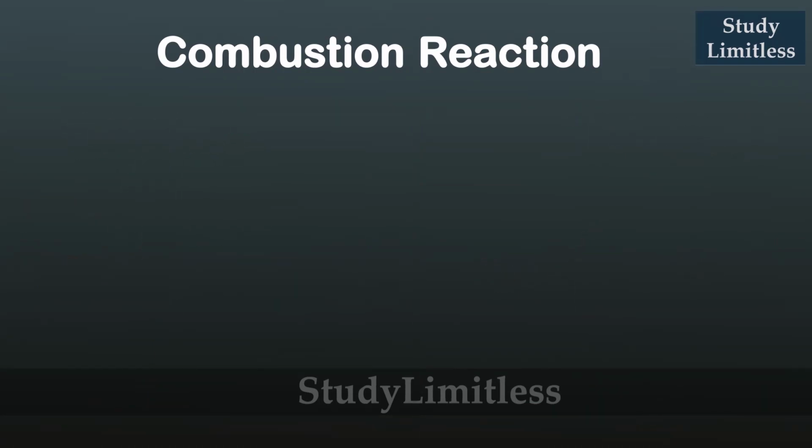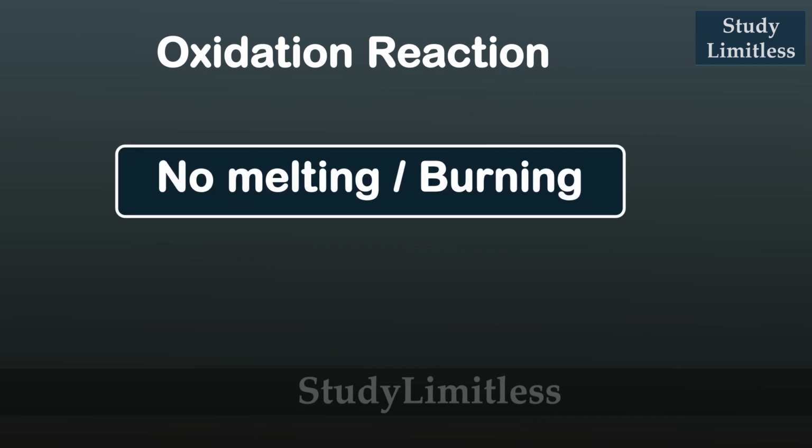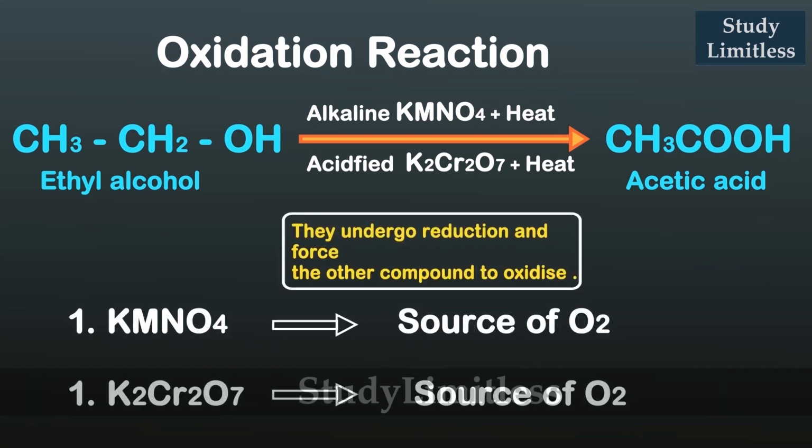Now, if you've seen the combustion reaction, you've understood that that is also a process of oxidation. But over here, in this oxidation process, we are not going to heat it or burn it. So, how do we get our substance to oxidize over here? Over here we have ethyl alcohol and we want to oxidize it. So, what we are going to do is use something called an oxidizing agent. This oxidizing agent is nothing but a substance which itself would undergo reduction and would force the other compound to oxidize. So, let's see how this will happen.